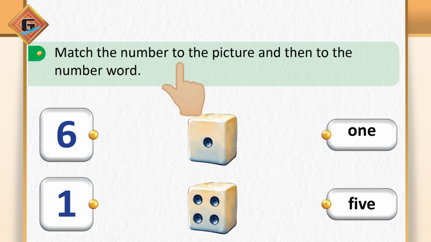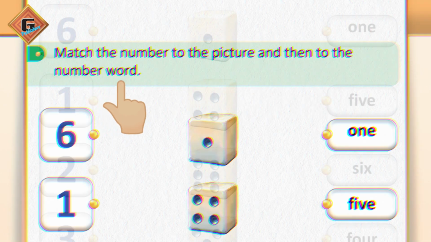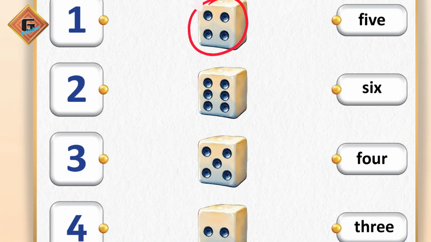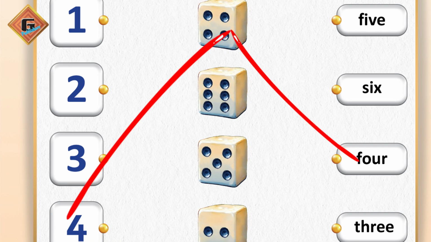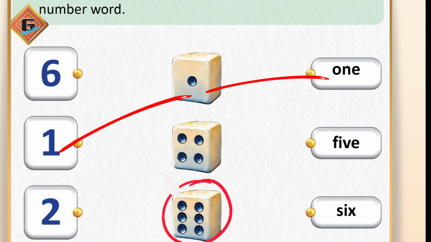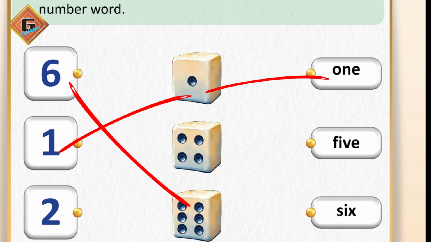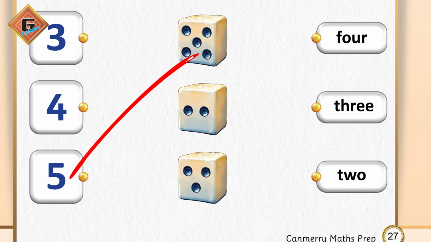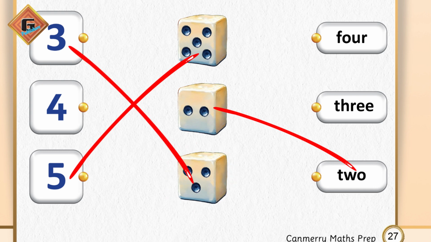Match the number to the picture and then to the number word. Now we will look at the dice. First we will look at the number on the face of this dice. The first one is 1. Now match it with the number and the number word 1. Now next is 4. 1, 2, 3, 4. So match it with the number 4 and the word 4. Next is 1, 2, 3, 4, 5, 6. So match it with the 6 and the word 6. Next is 1, 2, 3, 4, 5. Then 2. 1, 2. And next is 1, 2, 3. So match this with 3 here and match it with 3 there.